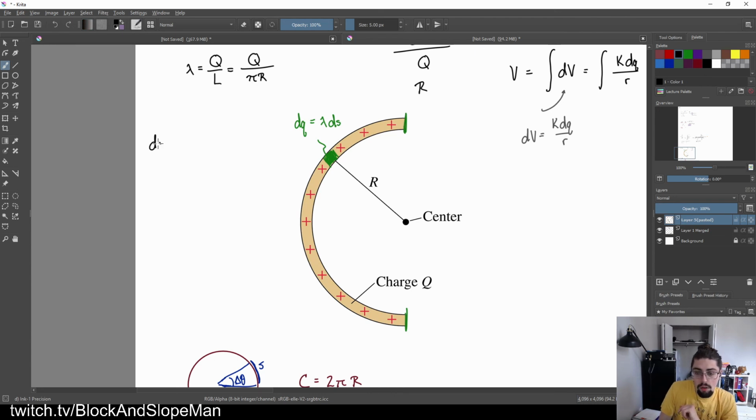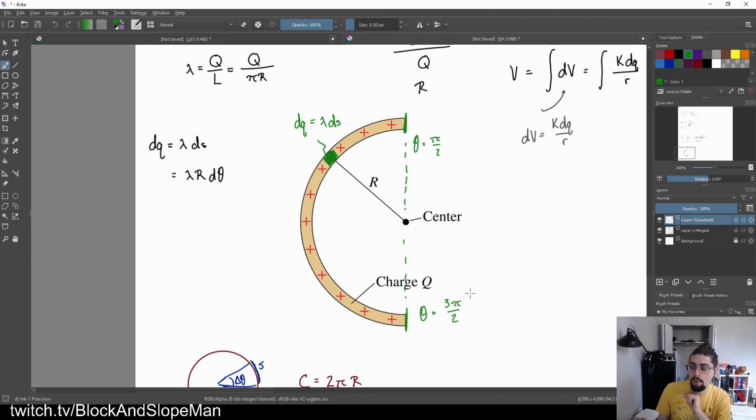So dq might be lambda times ds, but ds is equal to r d theta. Now, do I know how to integrate over d theta? Yes, I do. And there are actually a couple different ways that I might do this. Right off the bat, what I could consider is my angle right here. This is where theta is equal to pi over 2. Down here, this is where theta is equal to 3 pi over 2.